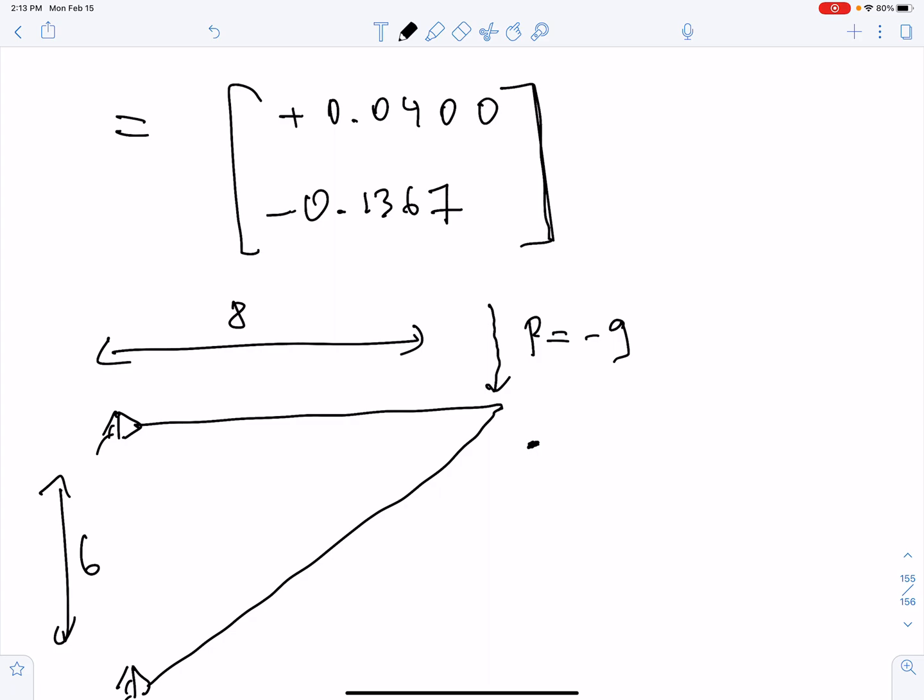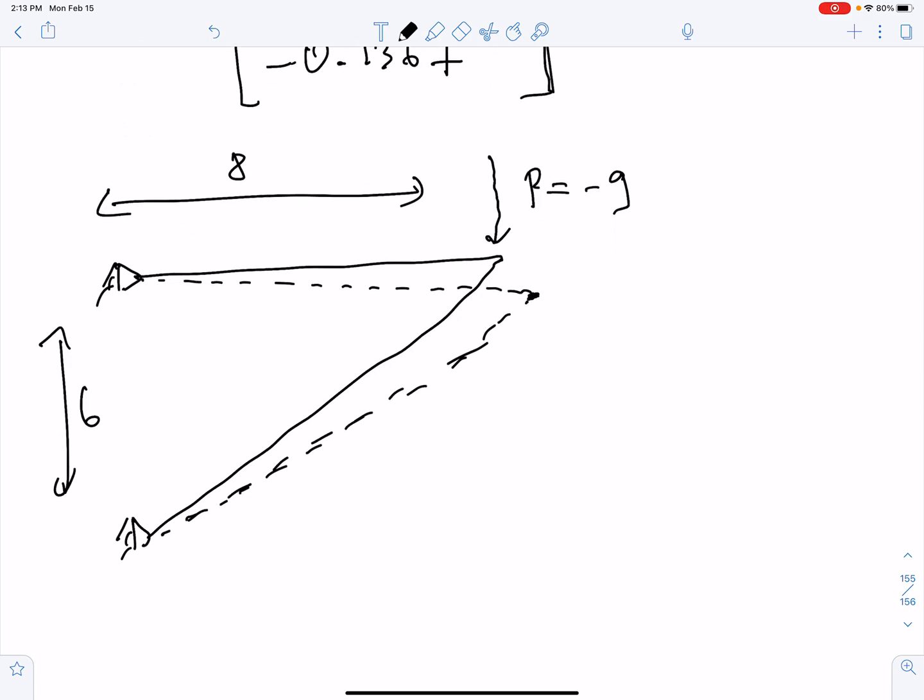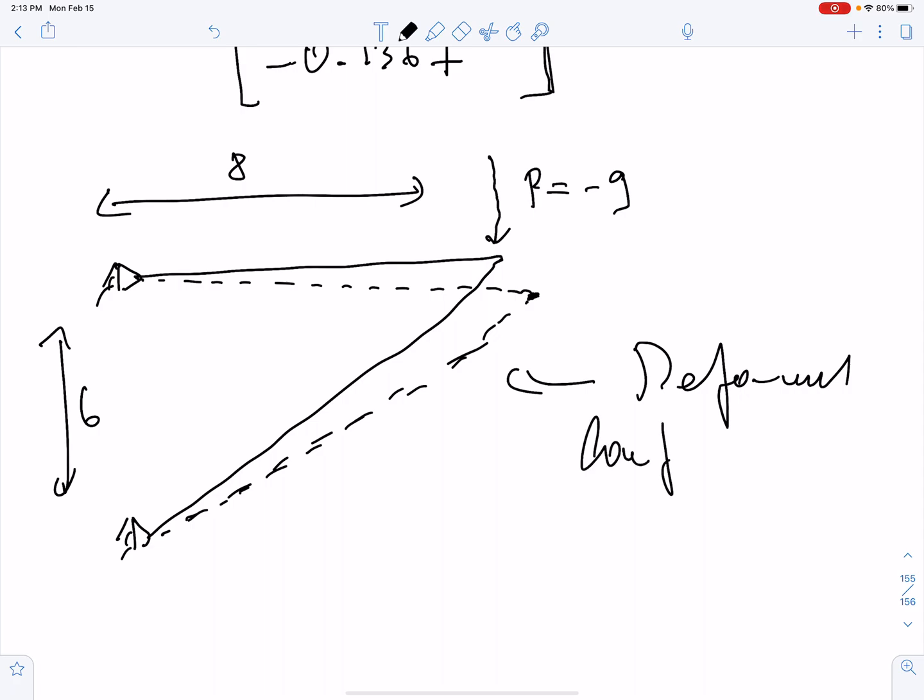Again, exaggerated. You can see that 0.04 is a very small fraction of 8, so you probably don't see it with your naked eye, which is good news, because if you do see a displacement clearly, then probably linear analysis doesn't apply. But for the purposes of this class, it is sufficient. You get something that looks like this, and this becomes your deformed configuration.